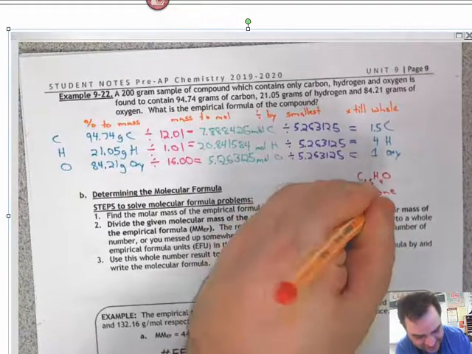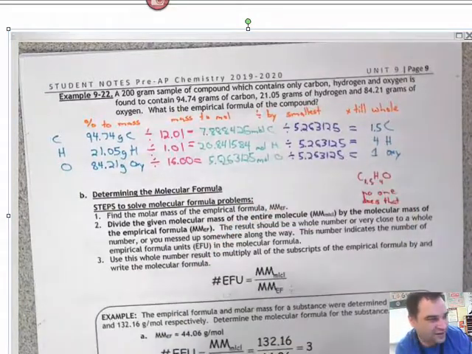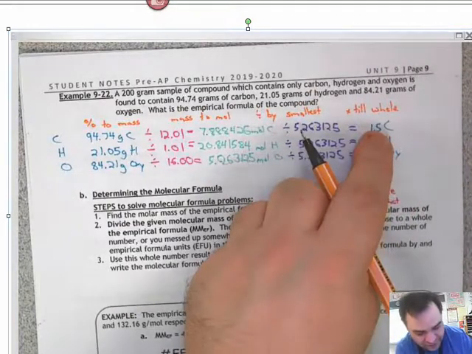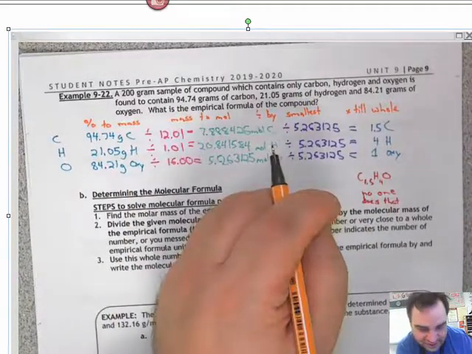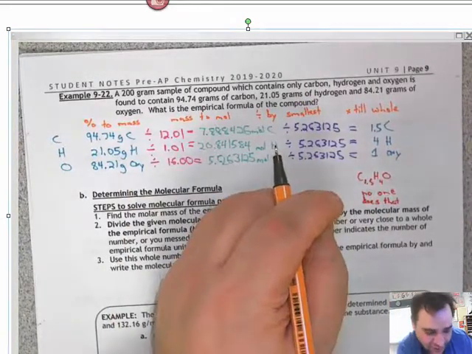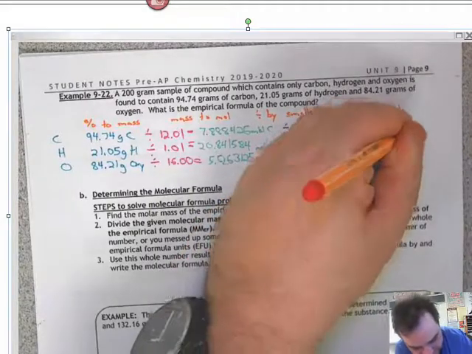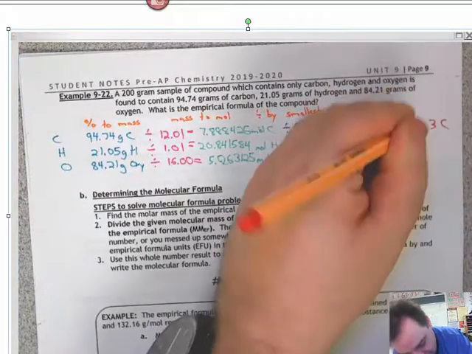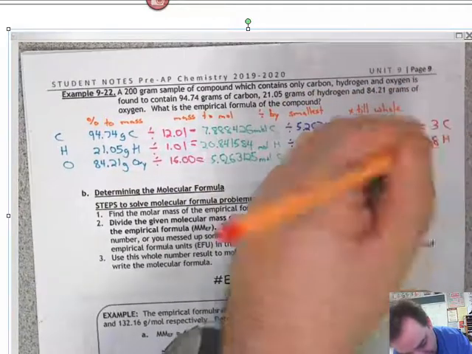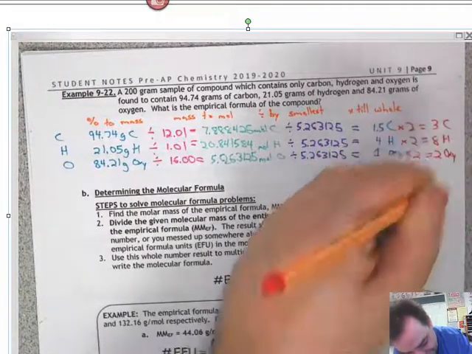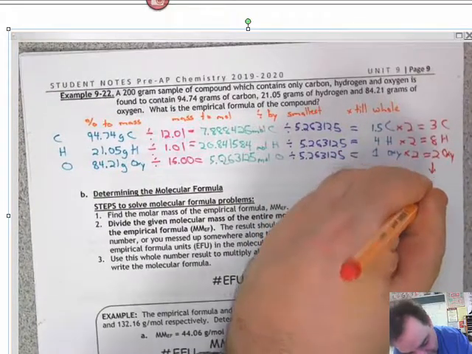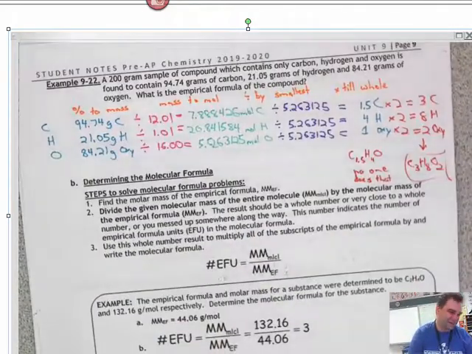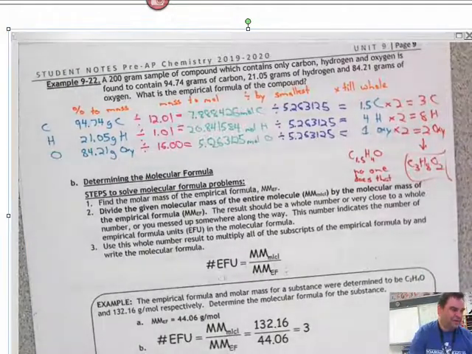No one does that. That's why we have to multiply these to the whole. Since this is a 0.5, I know I'm going to multiply by 2. If it was 0.33, multiply by 3. If it was 0.25 or 0.75, I multiply by 4. So we're going to multiply these by 2. We get 3 C's, 8 H's, and 2 oxys. This is what people write, so it's C3H8O2. That is the correct answer.